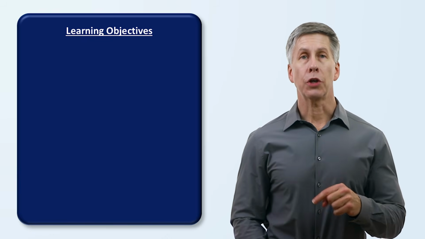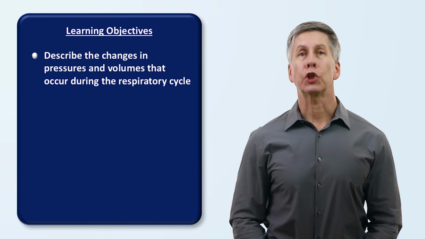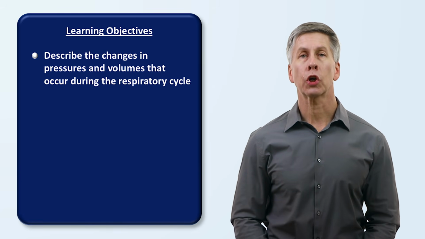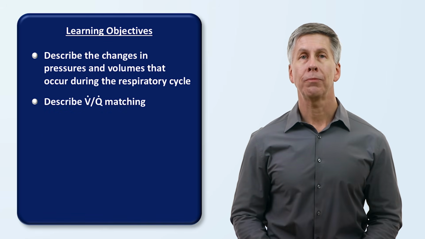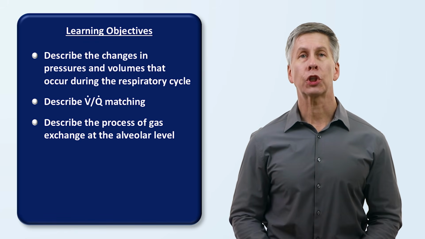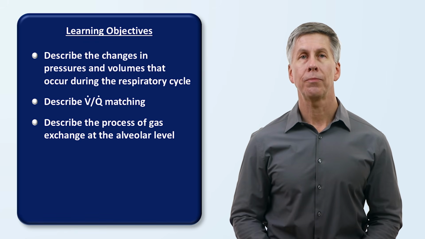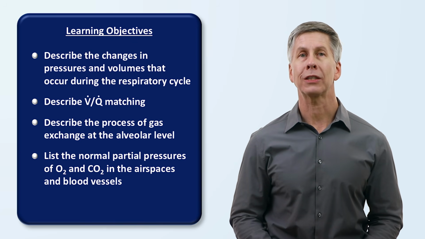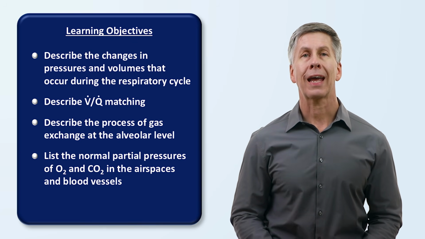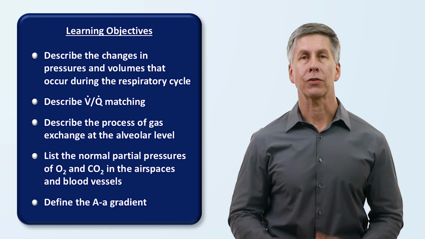By the end of this video, you'll be able to describe the changes in pressures and volumes that occur during the respiratory cycle, describe VQ matching, describe the process of gas exchange at the alveolar level, list the normal partial pressures of O2 and CO2 in the air spaces and blood vessels, and define the AA gradient.